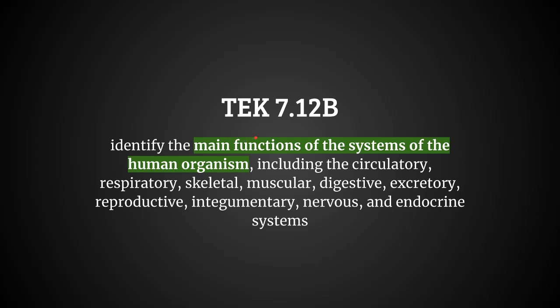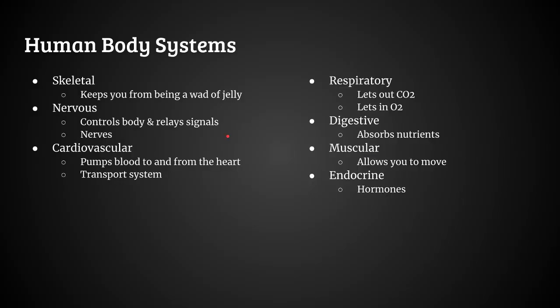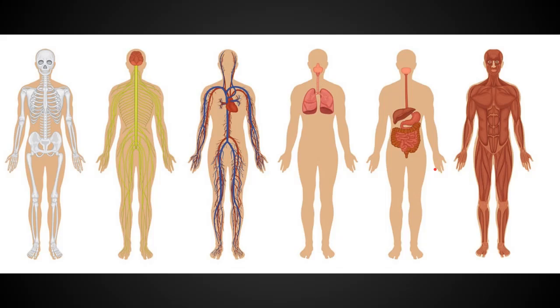Moving on, main functions of the systems of the human organism. That just talks about the different human body systems. We got our skeletal, keeps you from being a wad of jelly. Got your nervous system, which controls the body. Cardiovascular, which pumps blood. Respiratory, which lets you breathe. Digestive, absorbs the nutrients, breaks down food. Muscular, allows you to move. And endocrine, controls your hormones. There you go, there's your different body systems.